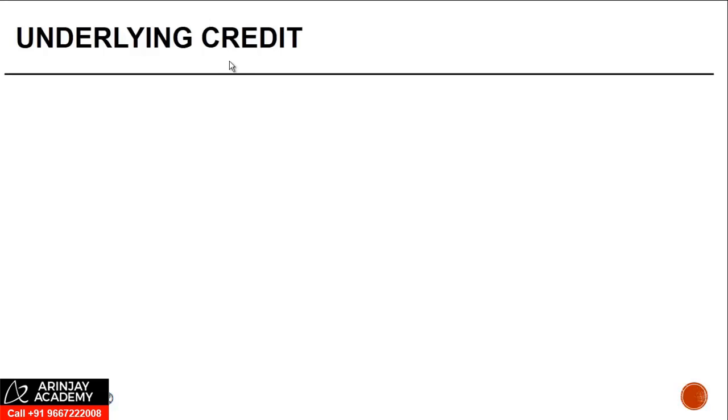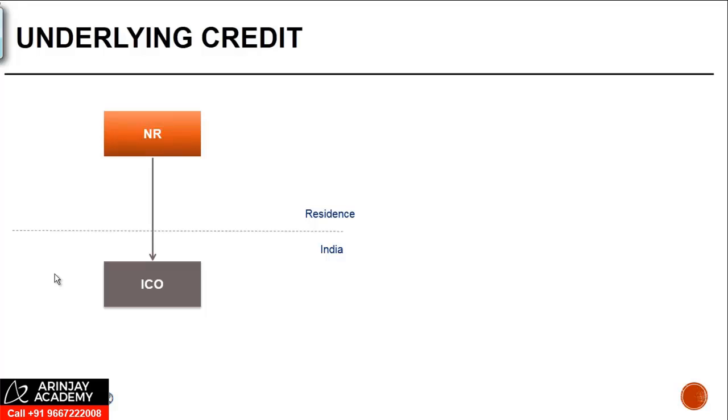Now, when we talk about the credit, the quantum of taxes which are withheld in the source state, for which the state of residence should give credit, the question which comes up is, what is the amount of tax for which the credit should be given? To explain this point, while we are talking about underlying credit, let's first understand a few points. Suppose there is a non-resident who owns an Indian company, and he owns shares beyond a specified percentage, let's say 20%.